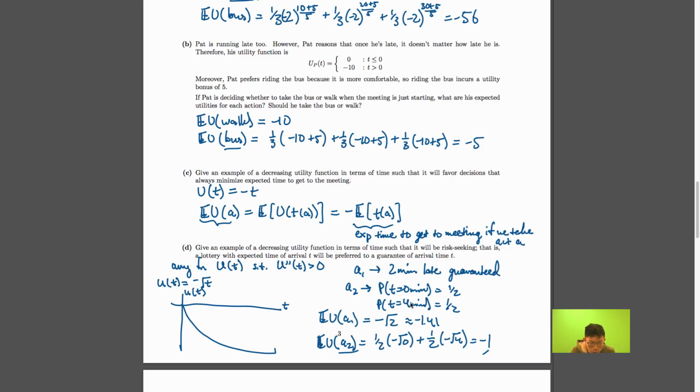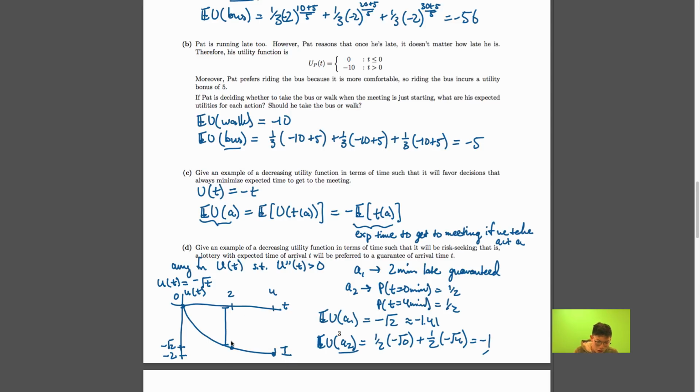OK, so why is it that we could choose any utility function that has a positive second derivative? Well, this is easy to explain graphically. So if we look at these 3 points, these are 3 relevant points. So 2 will incur a utility of negative square root 2, and 4 will incur a utility of negative 2. Not exactly to scale, but it makes our point. So the point being that if we look at the gaps between the utilities incurred, if we get there 2 minutes late versus 0 minutes late, we can see it's quite large, whereas the gap between getting there 2 minutes late and 4 minutes late is quite small.